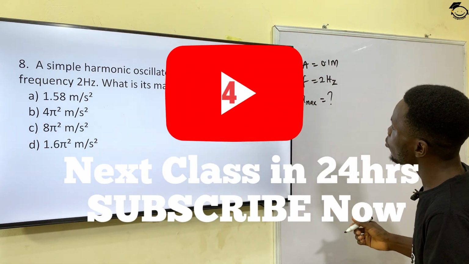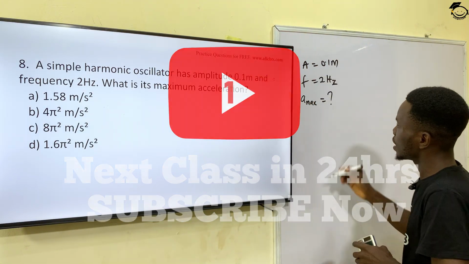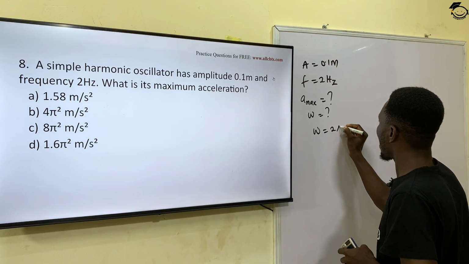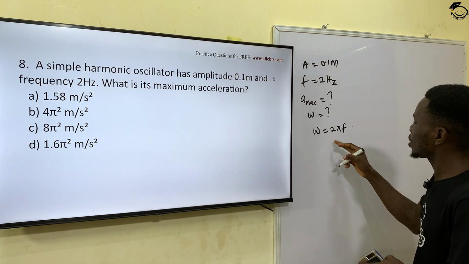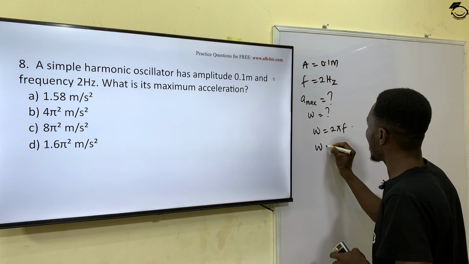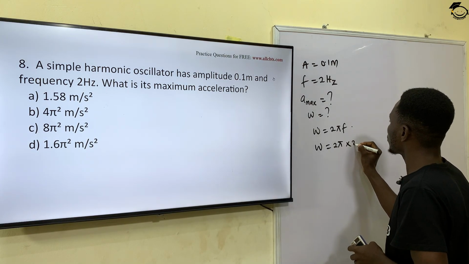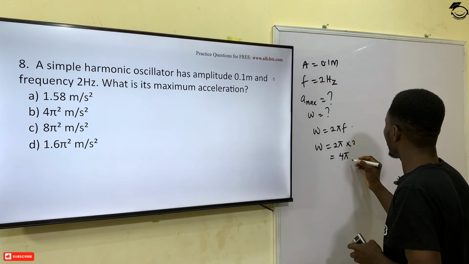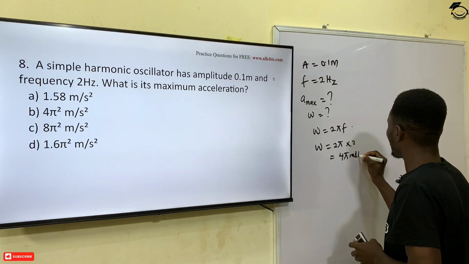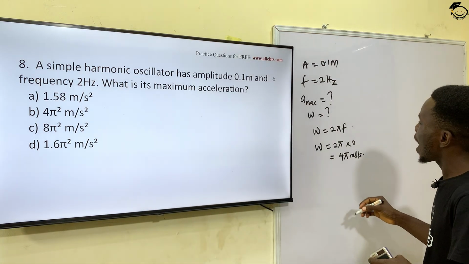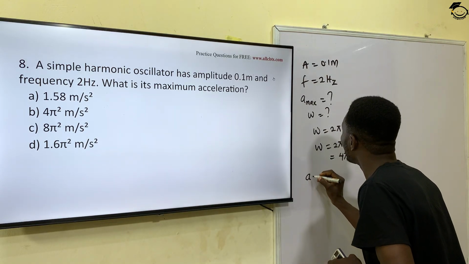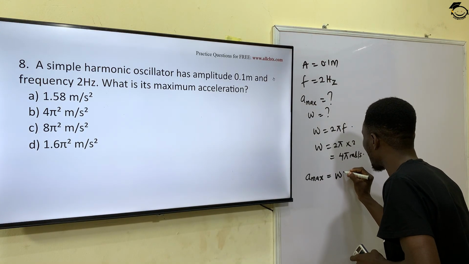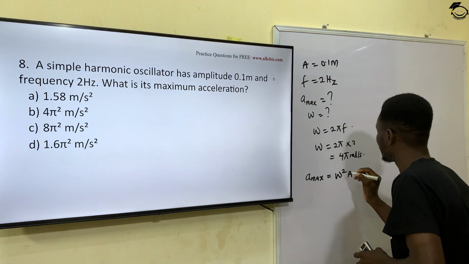So for us to solve this question, we first have to know what the angular velocity is. And our angular velocity, omega, is unknown, but we know that omega is equal to 2 pi f. So omega is equal to 2 pi times 2, which will give me 4 pi rad per second. So since this is what I have as my omega, I know that my maximum acceleration is equal to omega squared a.